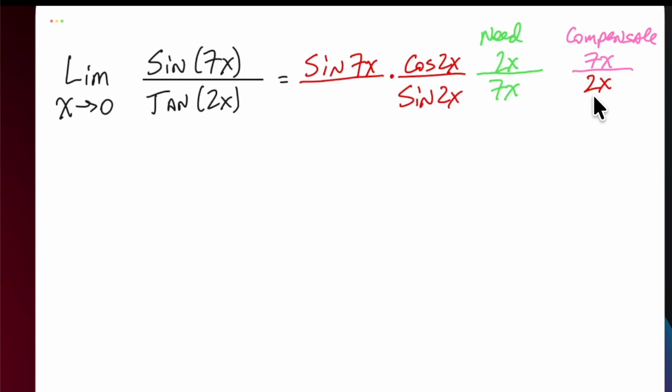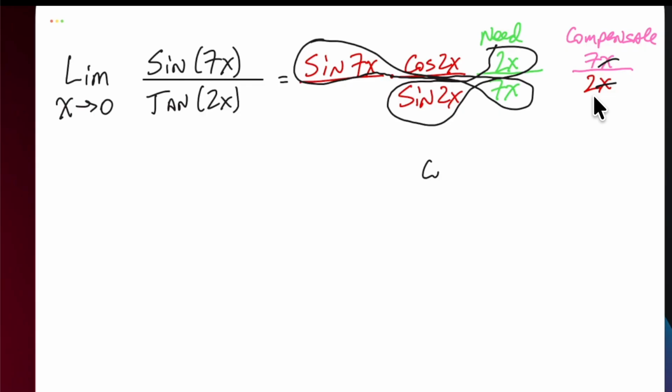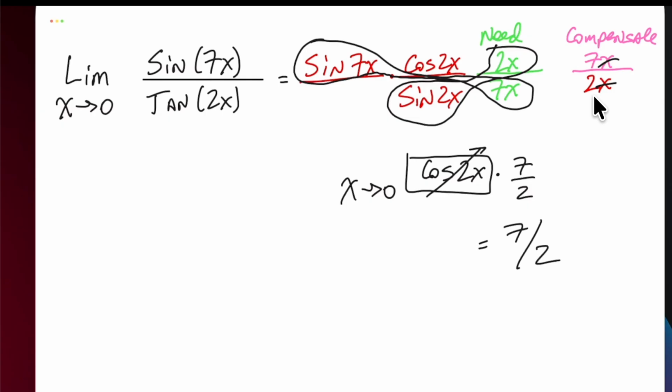Okay, now if we group these, we're going to have this, the sine of 7x over its argument, that's going to be 1. We're going to have 2x over the sine of 2x, that's going to be 1. These x's are going to cancel out, and we're going to end up with cosine of 2x times 7 over 2, and as x approaches 0, cosine of 2x approaches cosine of 0, which is 1. Therefore, folks, our final limit is 7 over 2.